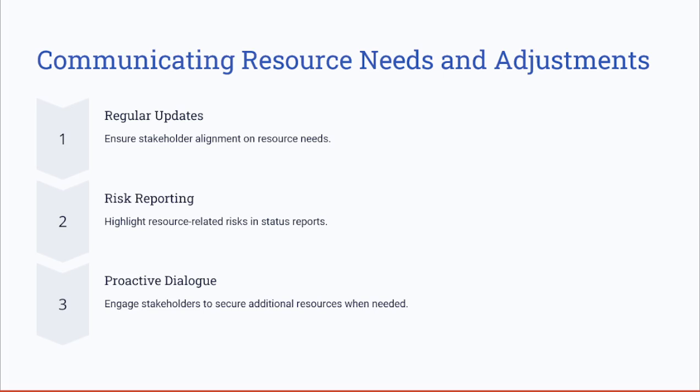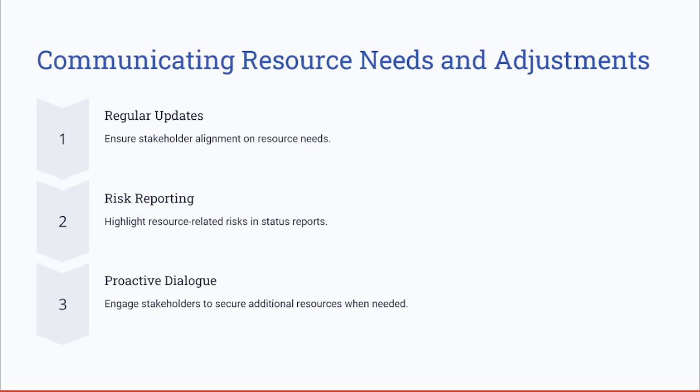When it comes to communicating resource needs and adjustments, effective communication of resource needs is vital for ensuring the stakeholder support. And regular status reports can highlight the potential resource related risks, enabling timely intervention. A proactive communication ensures that the resource adjustments are approved and implemented without disrupting the project execution.